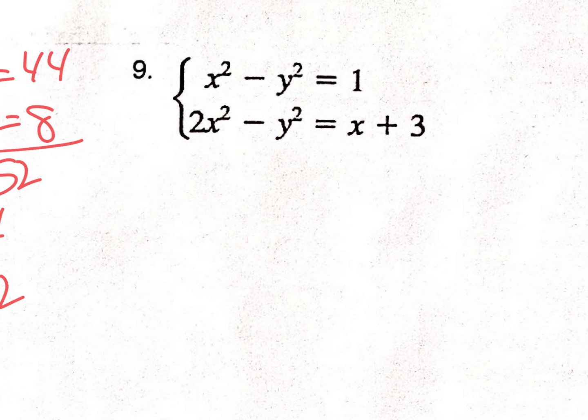And the second one, I'm going to do elimination again here, but I have to get rid of the y squared because I have an x on both sides.